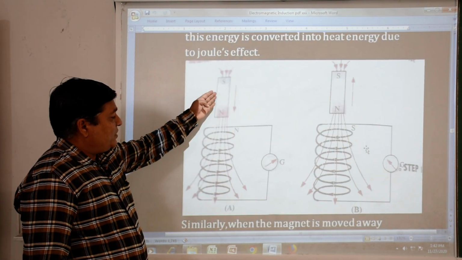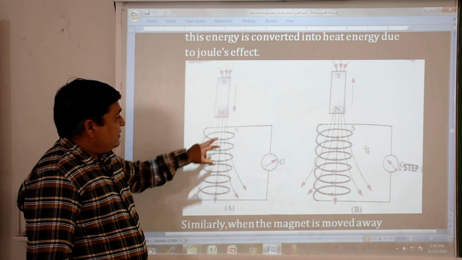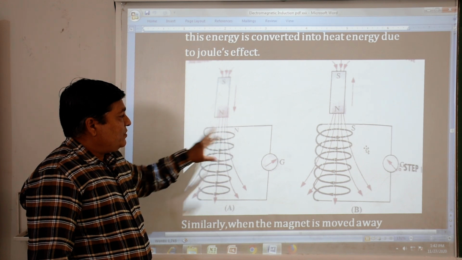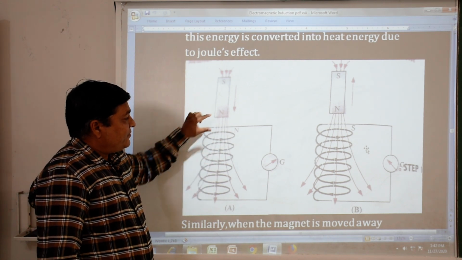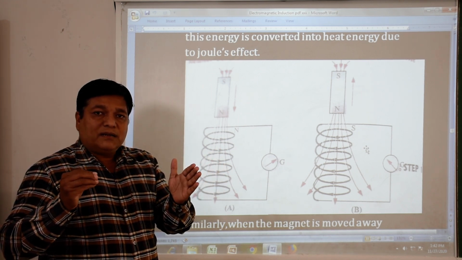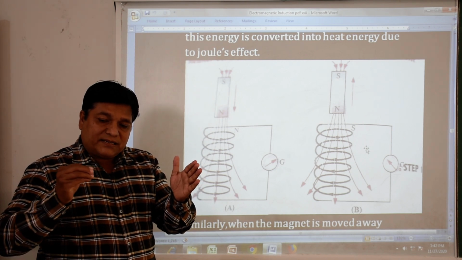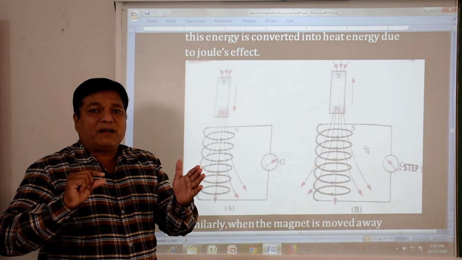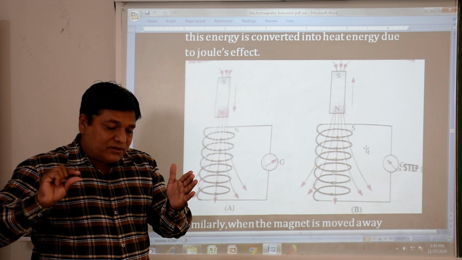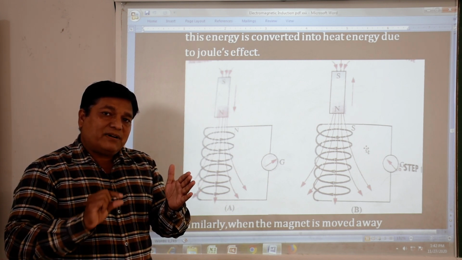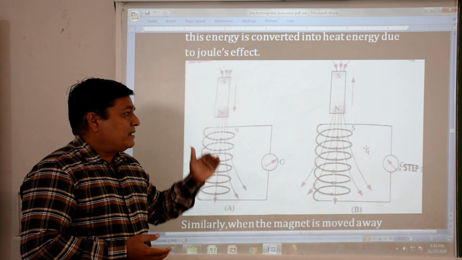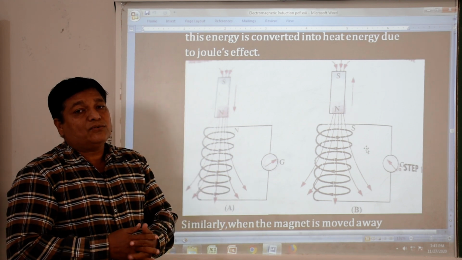When the north pole is brought near the coil, the induced current flows in an anti-clockwise direction and a north pole is produced on this face. There is a force of repulsion between the bar magnet and the coil. So if we try to move the bar magnet further towards the coil, we have to do mechanical work. This mechanical energy is converted into electrical energy, and the electrical energy is further converted into heat energy due to Joule's effect.